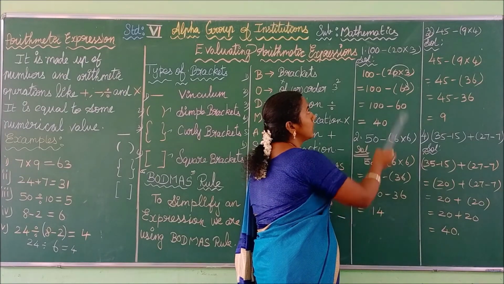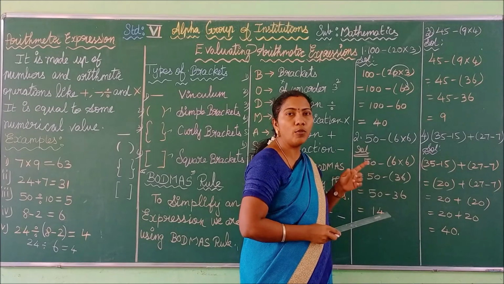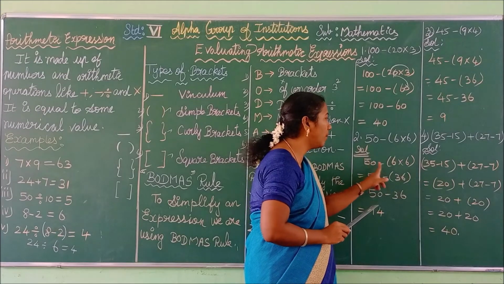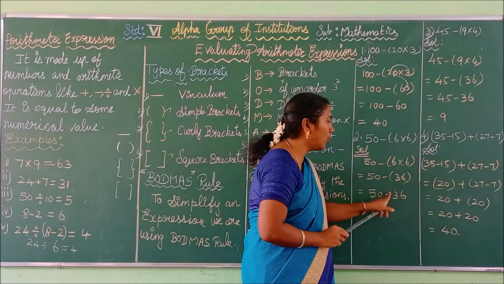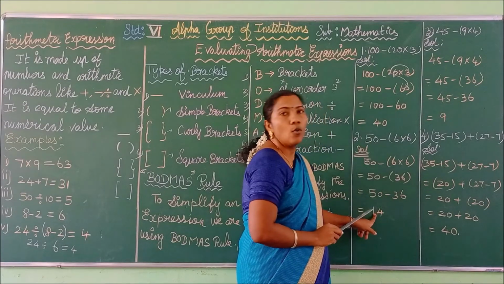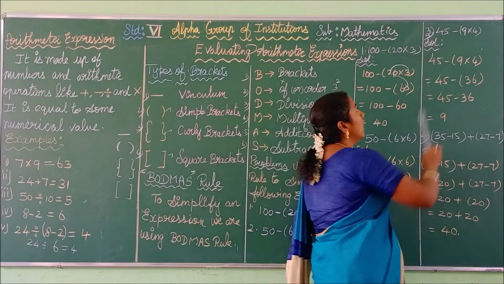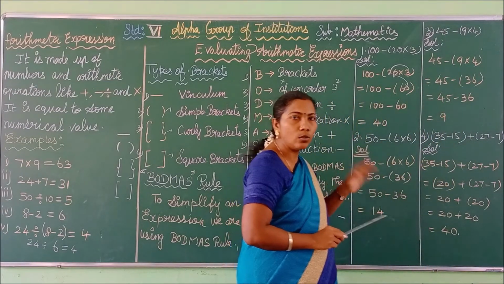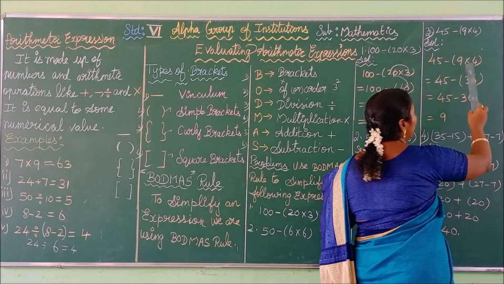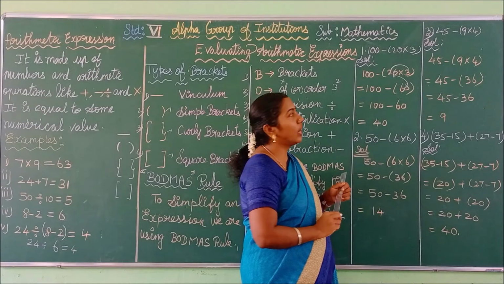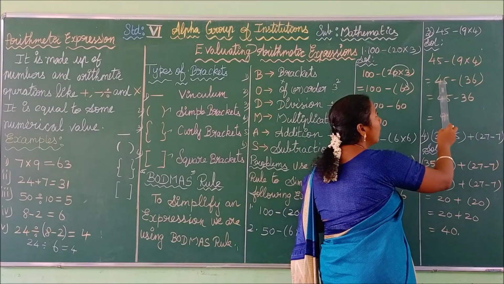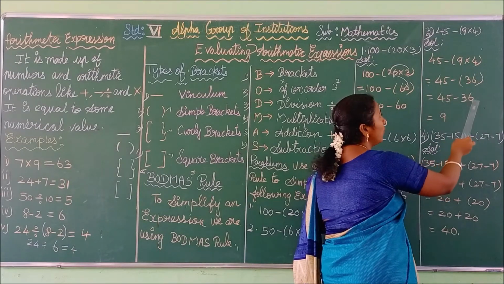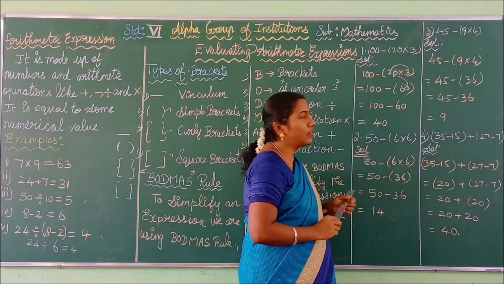50 minus (6 into 6), the same model sum. The first step is to evaluate the numbers within the simple bracket as per the BODMAS rule. So 6 into 6 is 36. Now remove the bracket: 50 minus 36 is 14. Do you understand, children? See the third one: 45 minus (9 into 4). These three sums are the same model. Once again, write the question in the solution part. 45 minus, evaluate the numbers within the round bracket, the simple bracket. So 9 fours are 36. You have to subtract 36 from 45, showing the subtraction in the upper part. So 45 minus 36. What is your answer? 9. Thus we have finished the three sums.